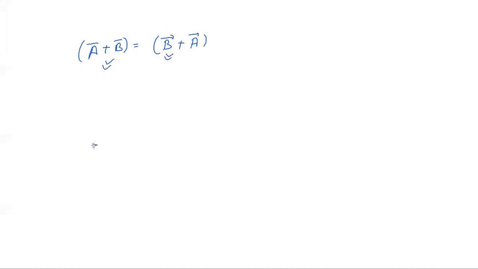We take an example. Suppose A vector is in this way and B vector is in this way. Okay, both having magnitude 5 unit, and both A and B are perpendicular to each other. If we draw, then A and B are perpendicular to each other. So first we draw A plus B.